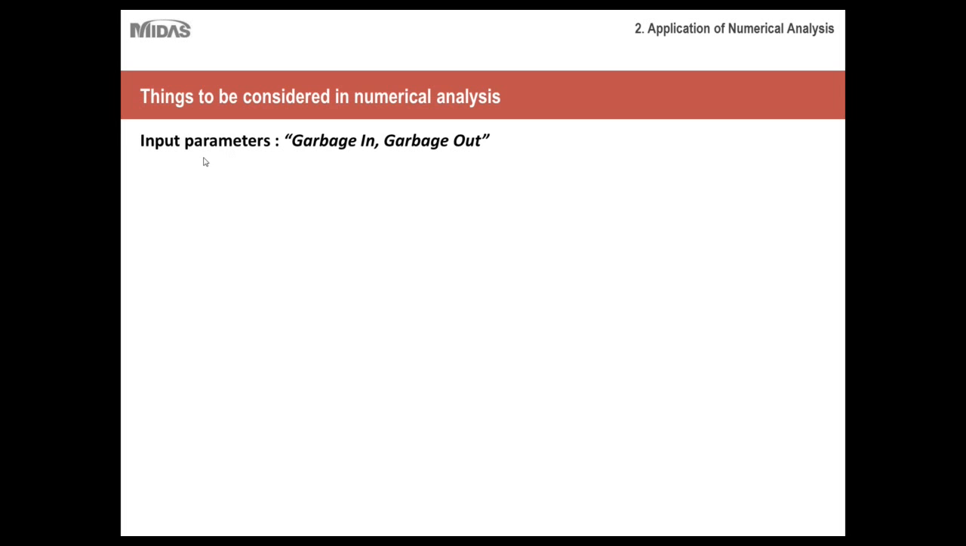So, input parameters: garbage in, garbage out. This is a very important principle of numerical modeling. Essentially what it's telling us is that if we ran an analysis and have data or post-processing results that don't make any sense, that just seem useless, essentially what that means is that there was a problem in the input.